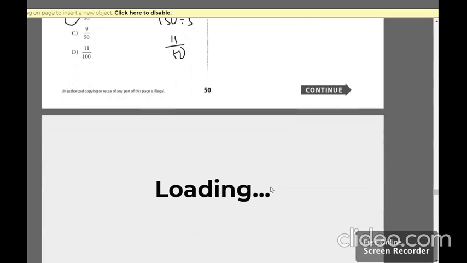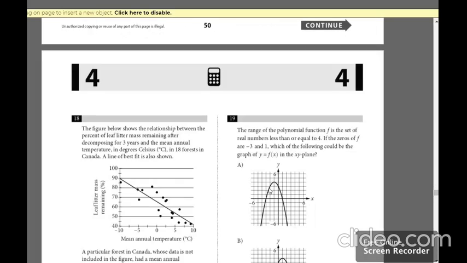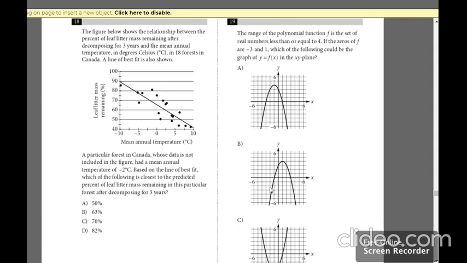Quickly moving on to the next set of questions. 18th, again we have a line of best fit. Quickly moving on to the next question. 20, it is a line of best fit graph. What does it convey to us? The mean annual temperature, because the slope is decreasing, yes, -2, which is constant. Based on the line of best fit, which of the following is closest to the predicted percent of leaf litter mass?